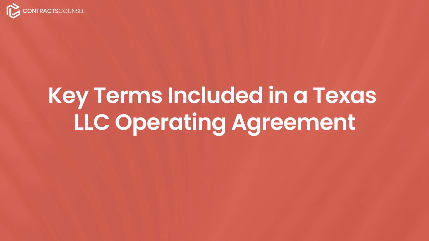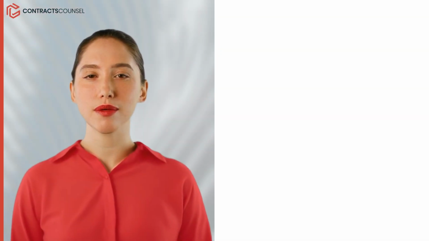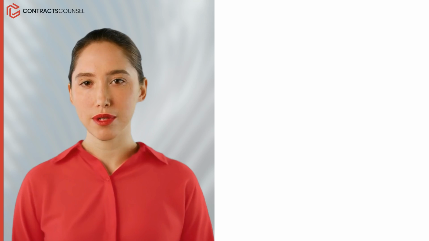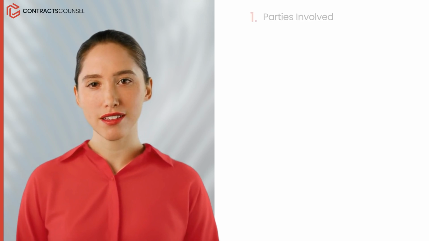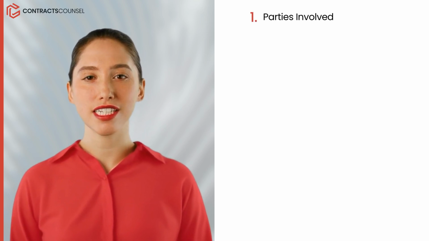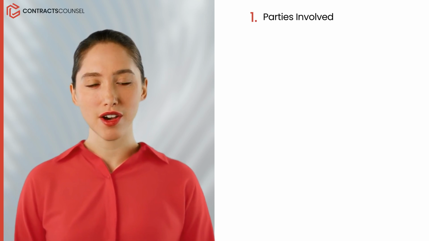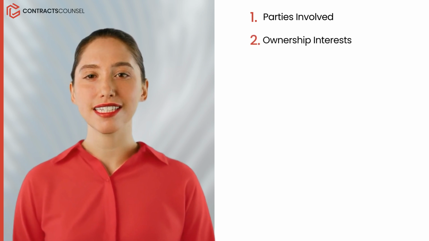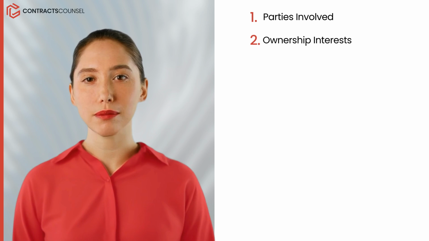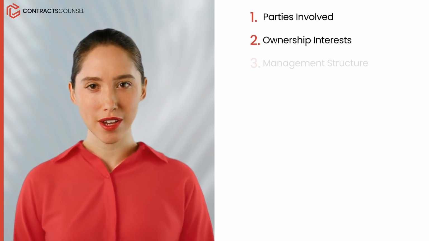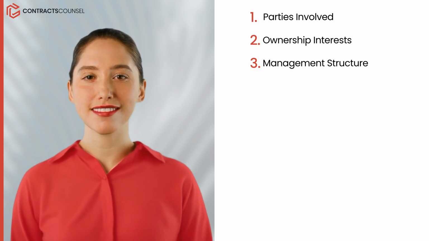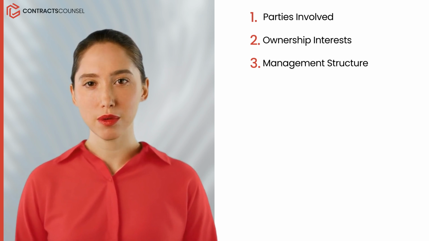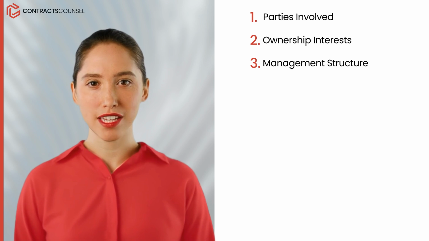Key terms included in a Texas LLC Operating Agreement. There are common sections included in Texas LLC Operating Agreements. Here are some you will find and want to include. 1. Parties involved. This section includes the legal names of the LLC members. 2. Ownership interest. This section details the percentage of ownership each member holds in the LLC. 3. Management structure. This section specifies whether the LLC will be managed by its members or by appointed managers.